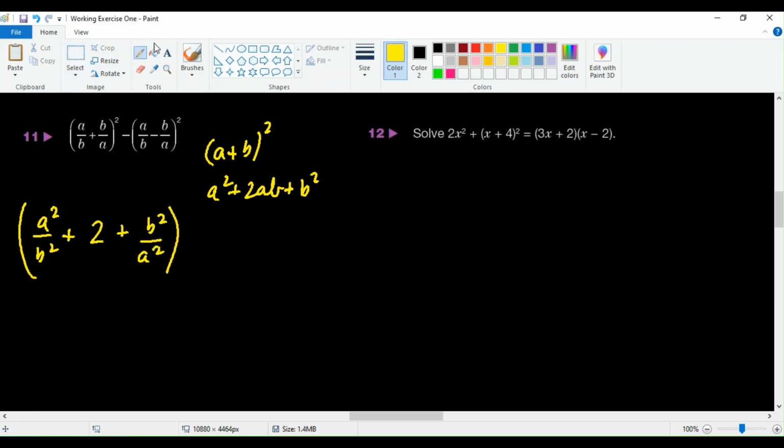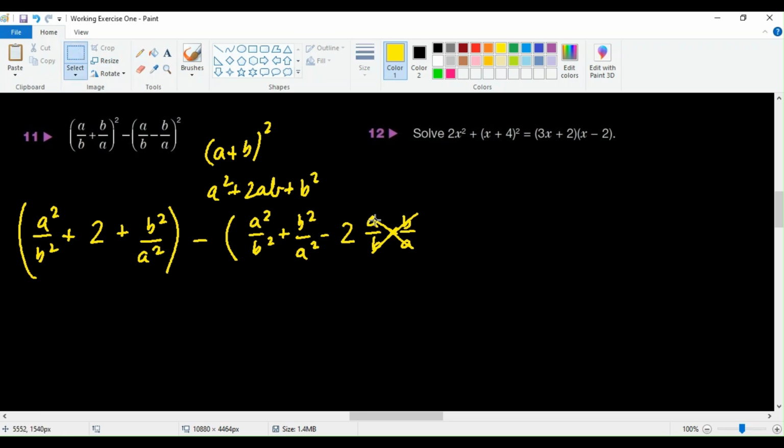Then it has to be subtracted with the second one. This is going to be a square over b square and plus b square over a square and minus 2 times a over b multiplied by b over a. So these two are going to be cancelled.